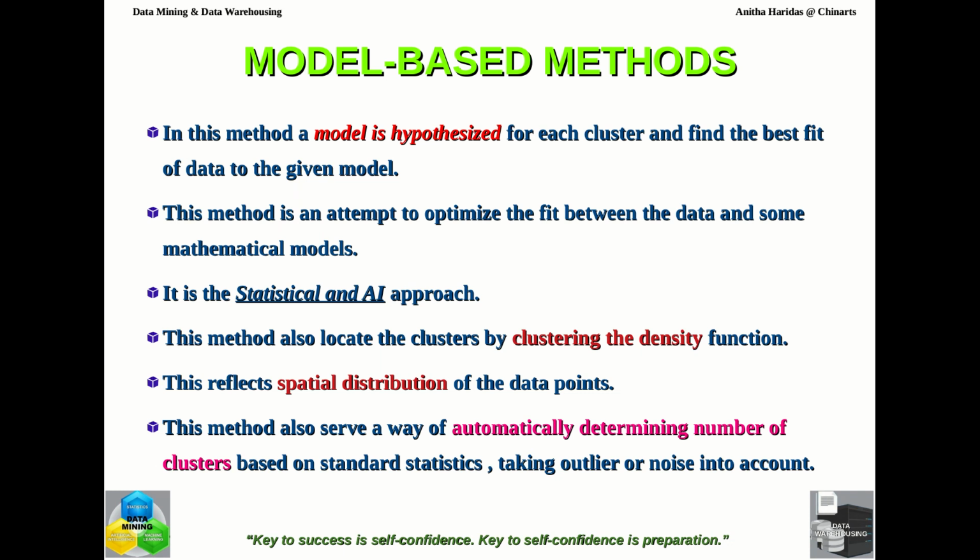A hypothesis will be created as a model here. So the method is an attempt to optimize the fit between the data and some mathematical model. So the data will now be represented as a mathematical model. That is why we say the model based method is the statistical and the artificial intelligence approach.